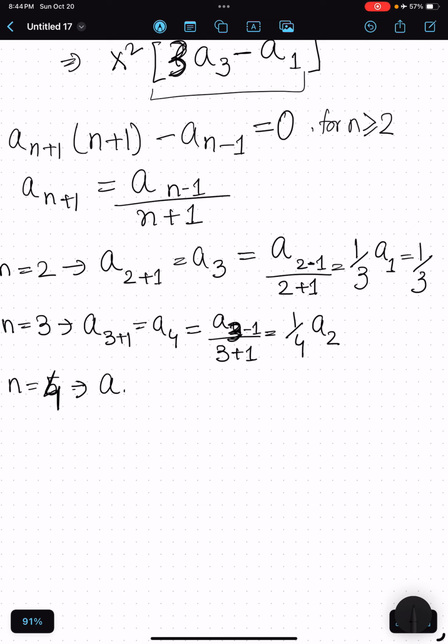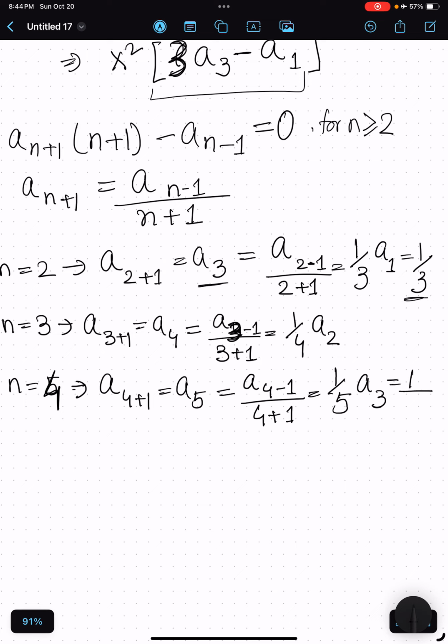So we have a sub 4 plus 1 equals a sub 5, which is a sub 4 minus 1 divided by 4 plus 1. So I have 1 by 5 a sub 3. And I've seen that my a sub 3 is equal to 1 by 3. So I can write 1 times 3 times 5. Okay. Then we can do n equal to 5.